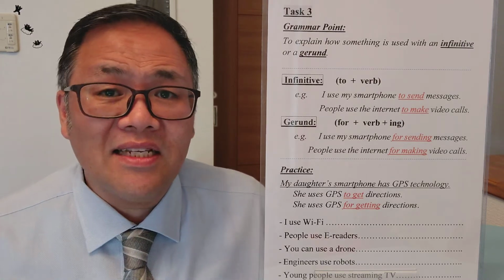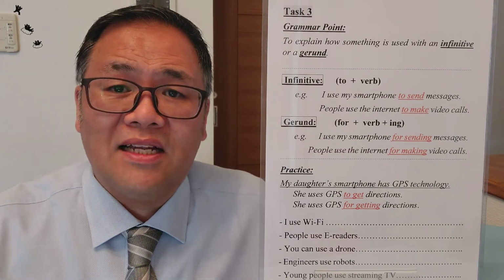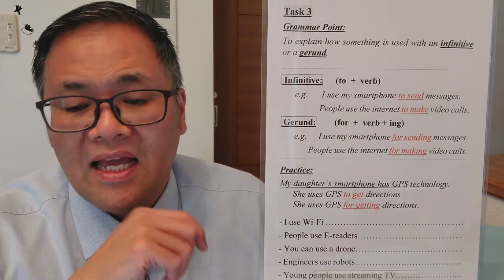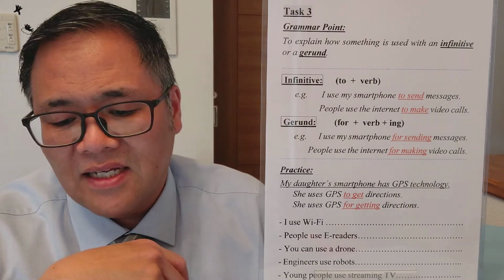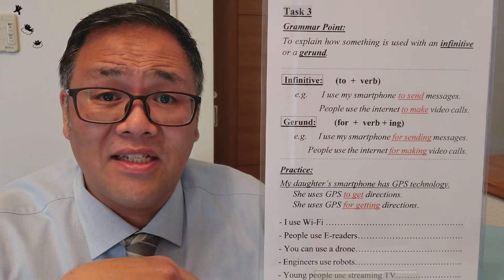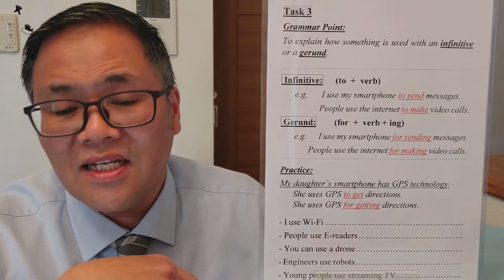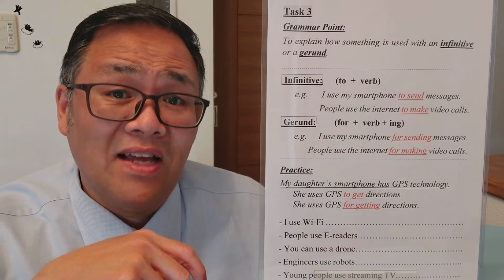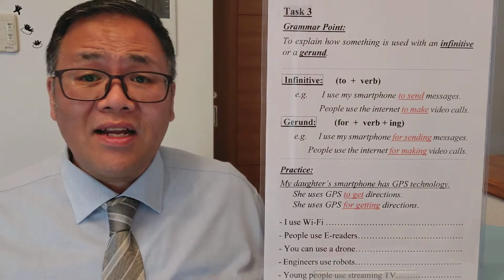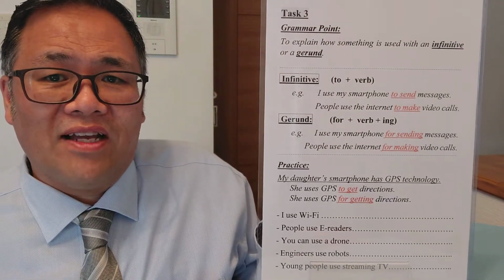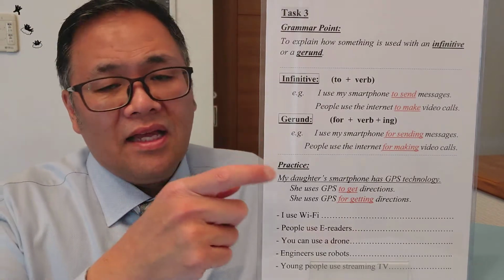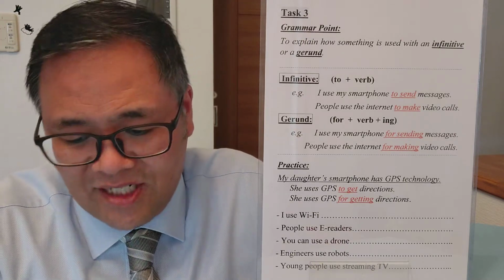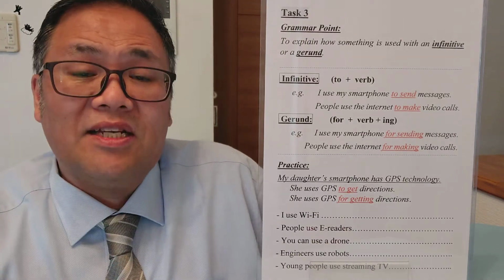Now the same sentences using the gerund. A gerund is basically for plus the verb plus ing. The same two sentences in the gerund form are: I use my smartphone for sending messages. People use the internet for making video calls. So that's the difference between an infinitive and a gerund. For practice, I've got a couple of sentences here if you'd like to try. Here's an example. If I say, my daughter's smartphone has GPS technology.